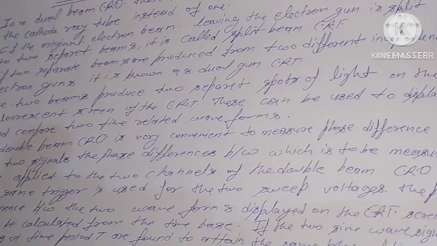If the two sine wave signals having a time period T are found to attain the same phase at time t1 and t2 respectively, then the phase difference between them, phi, equals 2 pi upon capital T times (t1 minus t2). Okay? Next, measurement of voltage, phase and frequency by C.R.O.